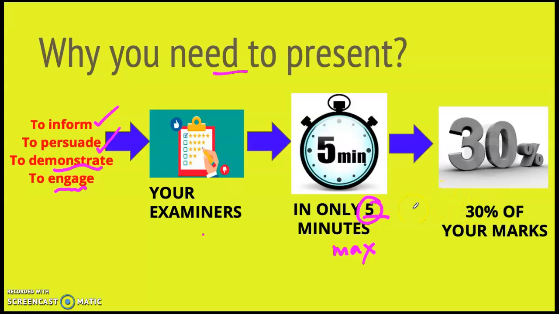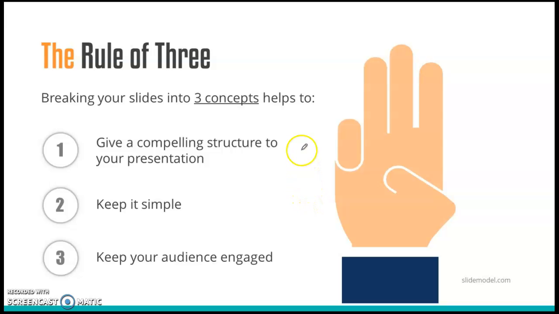These 5 minutes will contribute 30% of your total marks of your FYP1. Previously you submitted your chapter 2, which is 10%. This will be your second evaluation, where the video will be 30% of your marks, evaluated within 5 minutes. 5 minutes is a very short time, so the keyword here is you need to engage and persuade your examiners.